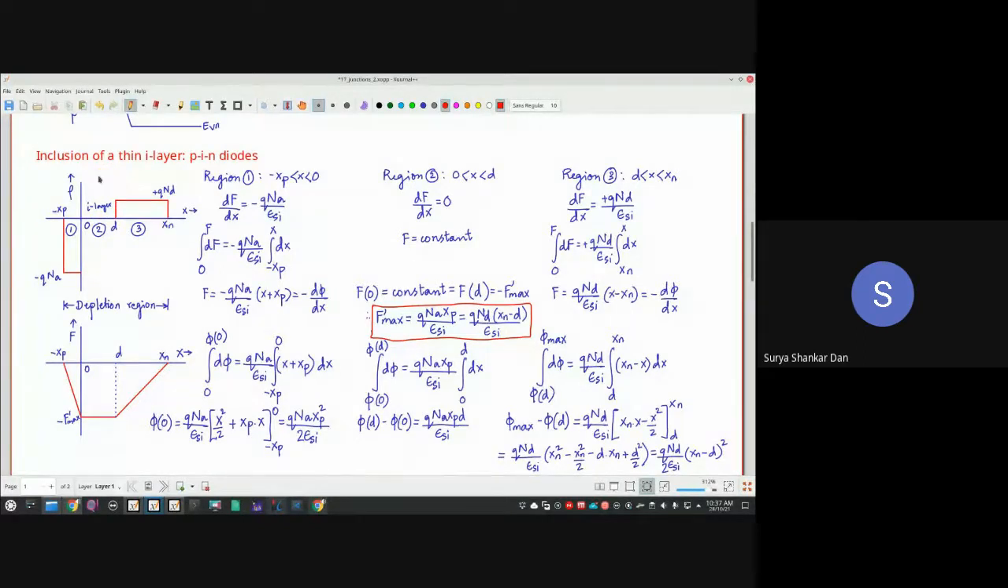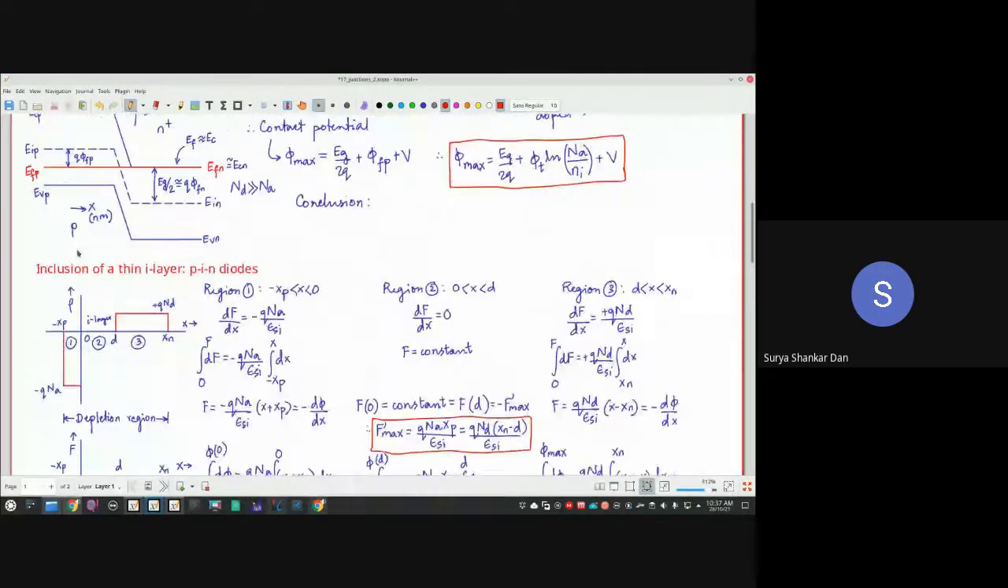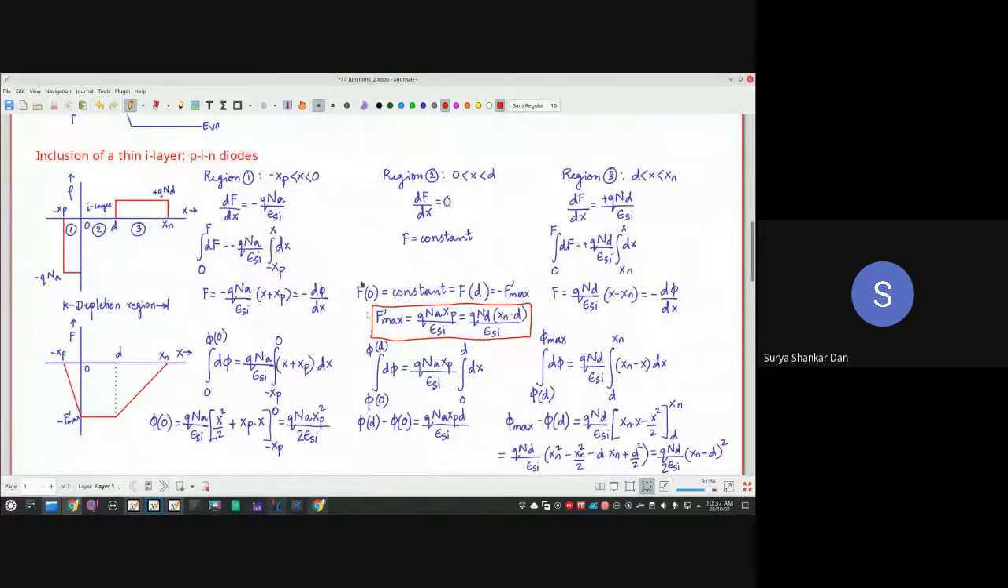Because until now everything was fine, one-sided junction and all that, NP. Now, in modern devices, this PIN diode concept you will not find in Streetman and all that. You will find it in Torrenting, because these are all for modern devices. In nanoscale, in our previous lectures I had already told you, if you want to scale the device, you have to increase the doping. Right? We have seen that.